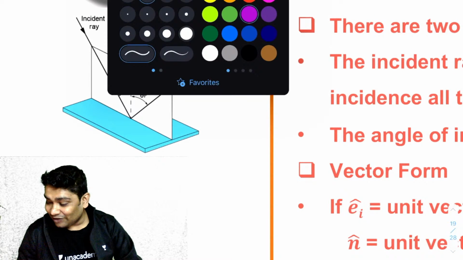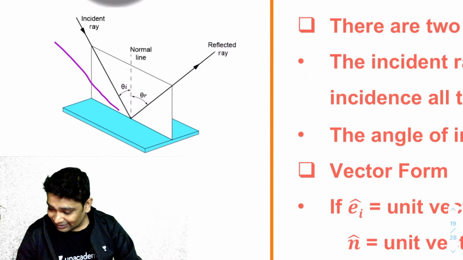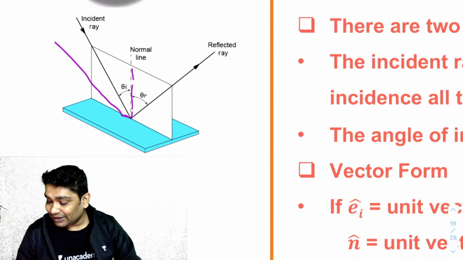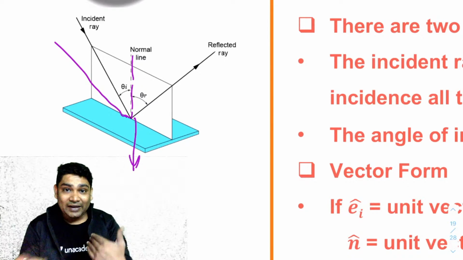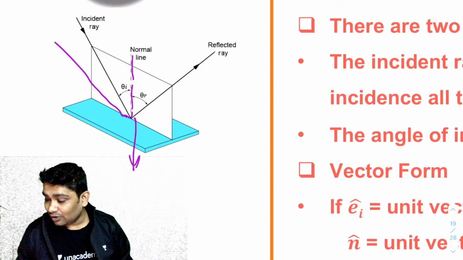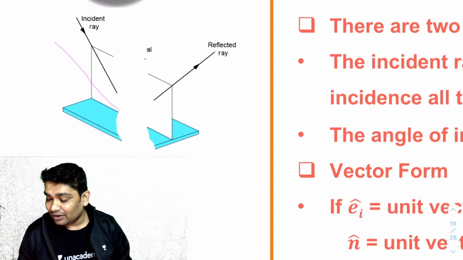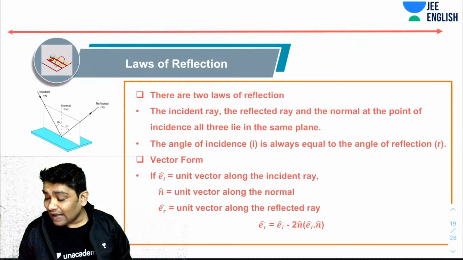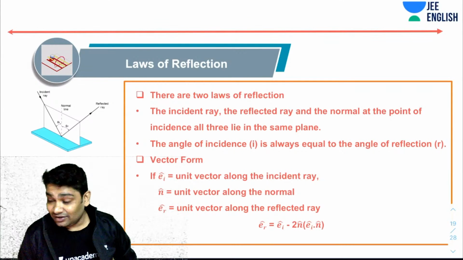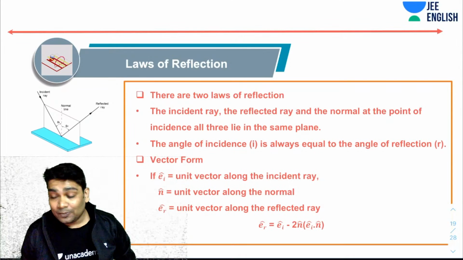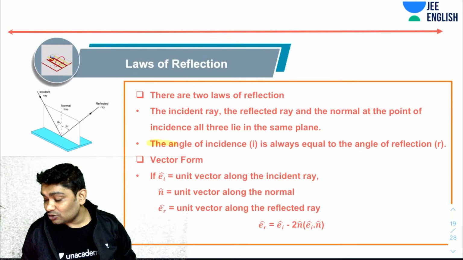It won't happen that you have the incident ray like this, and the normal like this, and the reflected ray coming in some other plane. The plane cannot change. All three have to remain in the same plane. Next, the angle of incidence is always equal to the angle of reflection. Again, this also you guys know, so this is also super easy.